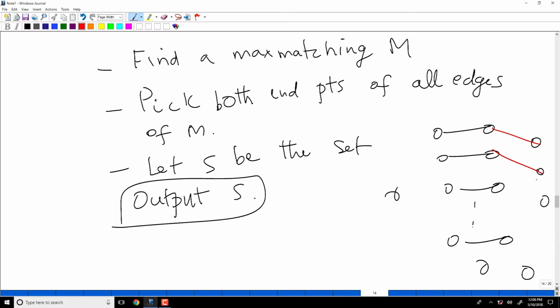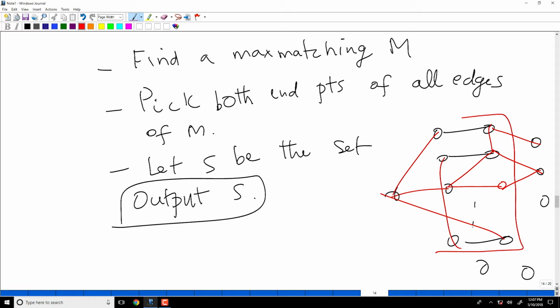It's like this. So the graph looks like this, but there could be edges like this. So this is my graph, this is my matching, and all I am saying is pick this set of vertices. This is what I call S. First, is it clear that S is a vertex cover?